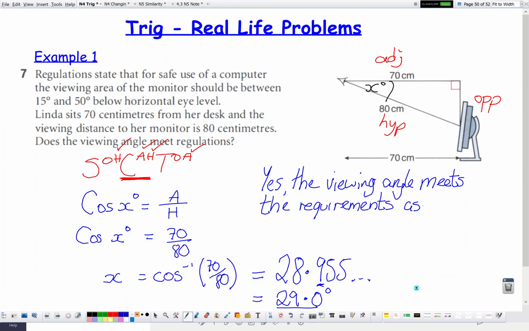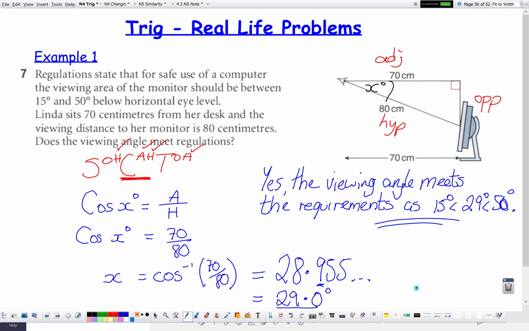Now I'm going to do it the really mathematical way by using less than and greater than signs. So we can say that 15 degrees is less than 29 degrees, which is less than 50 degrees. Now all that means is that 29 degrees is in between 15 and 50. That's all that means. But you could have just said as 29 degrees is in between 15 and 50 degrees. That would have been absolutely fine as well. Okay, so that's your little statement.